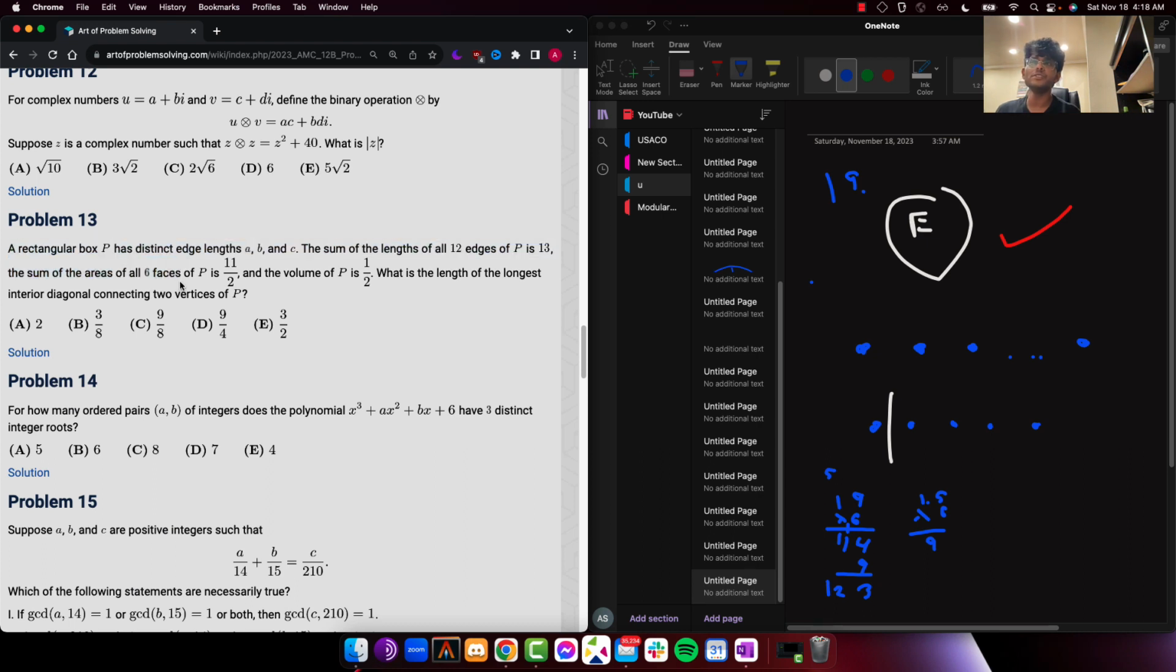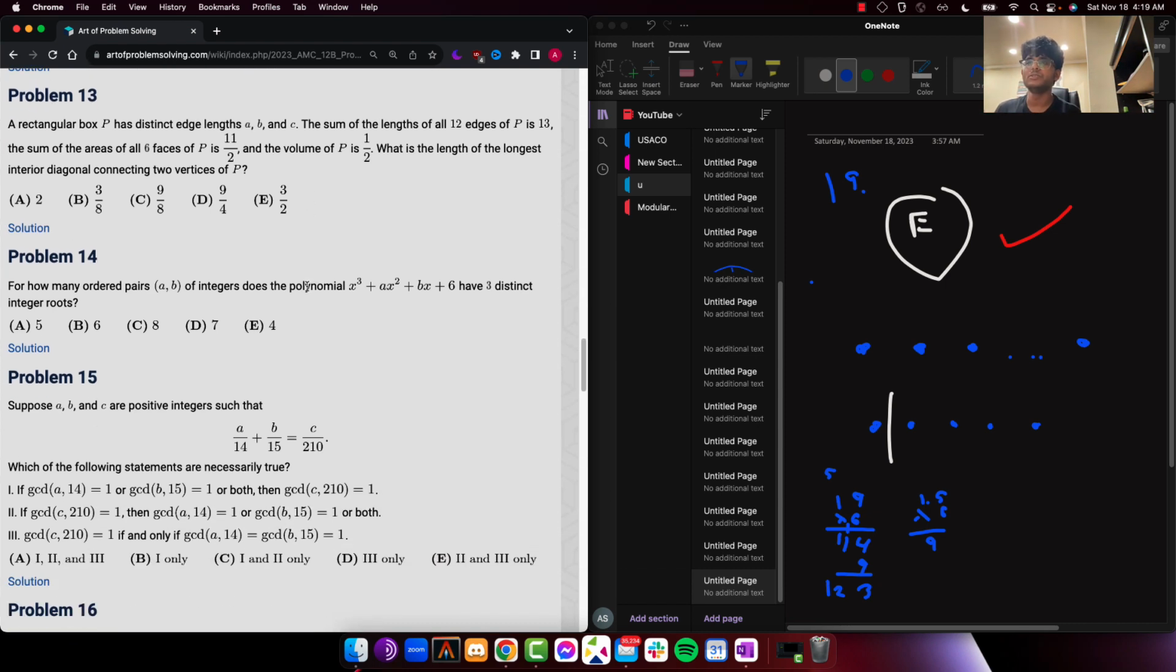And problem 13, I feel like I've seen this before, like a lot. It's kind of overused as a concept. The fact that you square a plus b plus c and then you get rid of all of the pairwise products, but yeah, it wasn't the worst. It was a repeated concept.